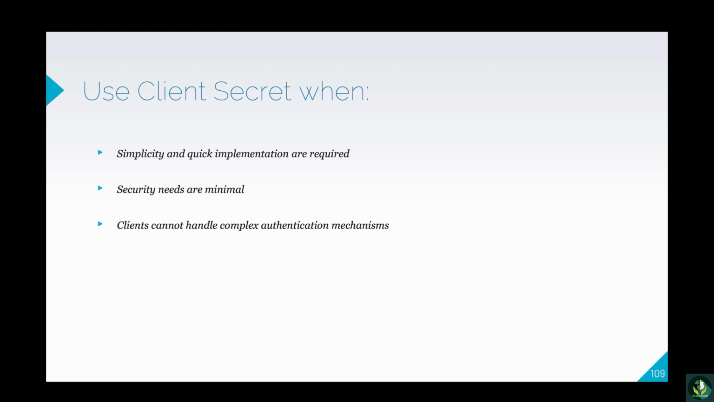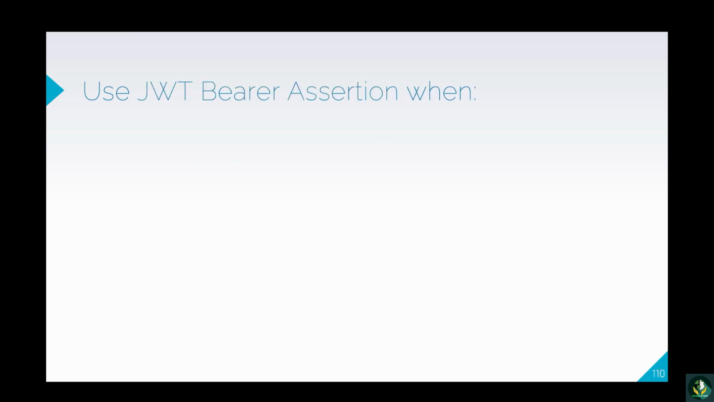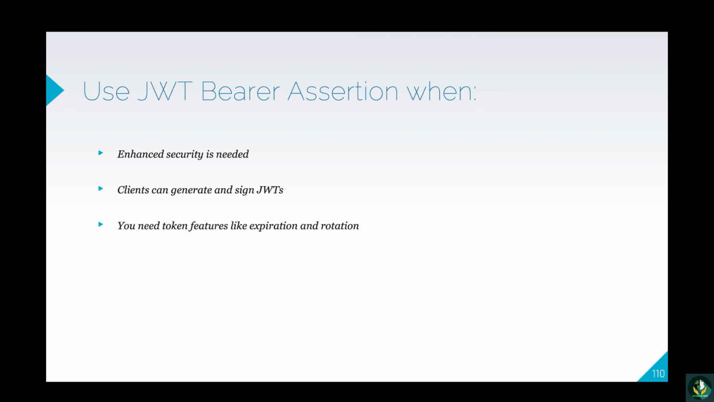Use client secret authentication if simplicity and quick implementation are priorities, when the security requirements are minimal, in cases where clients lack the capability to handle more complex authentication mechanisms, or when time and budget constraints necessitate a simple solution. Use JWT bearer assertions if enhanced security is required, when the clients have the capability to generate and sign JWTs, if you need advanced token features like expiration and rotation for better security management, when there is a moderate amount of time and budget available to implement this method.